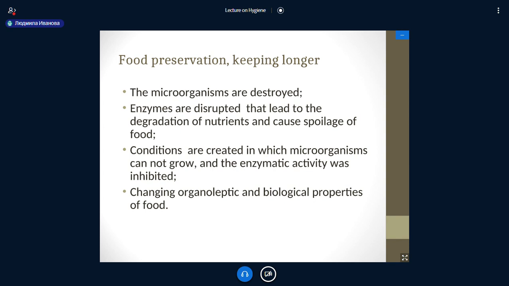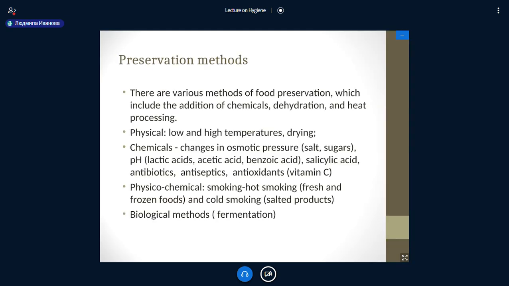In food preservation, microorganisms are destroyed, enzymes are disrupted, conditions are created in which microorganisms cannot grow, and changes in the organoleptic and biological properties of food are ensured. There are various methods for food preservation, which include addition of chemicals, for example E indexes in European regulation, also dehydration and heat processing, physically slow and high temperature, and drying, for example in our village, still a dish for the consumption of fruits.